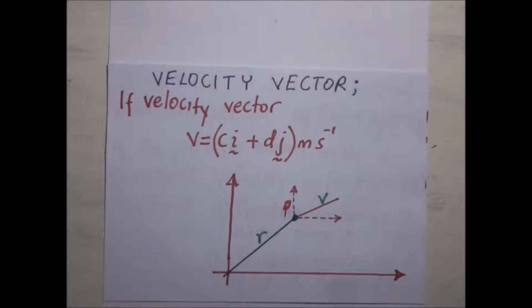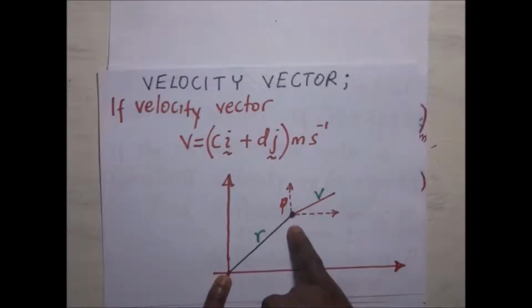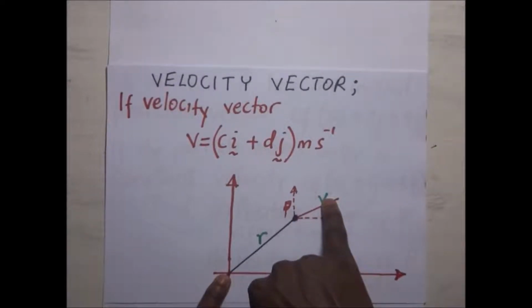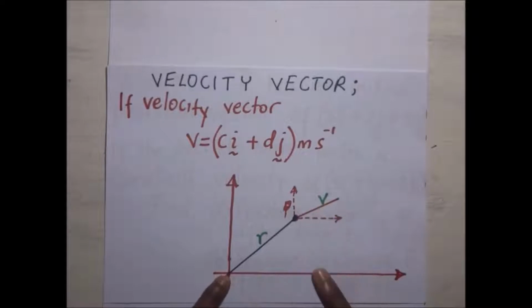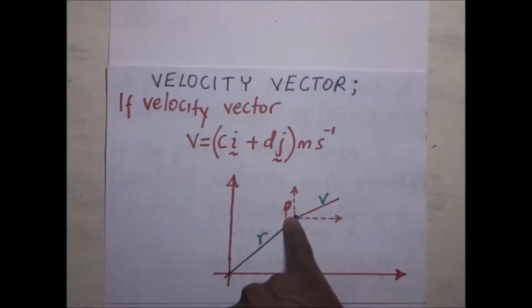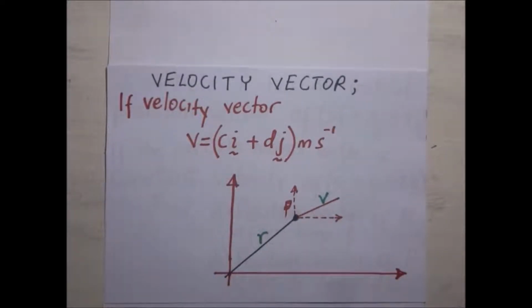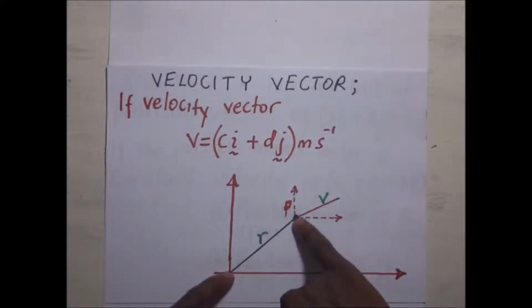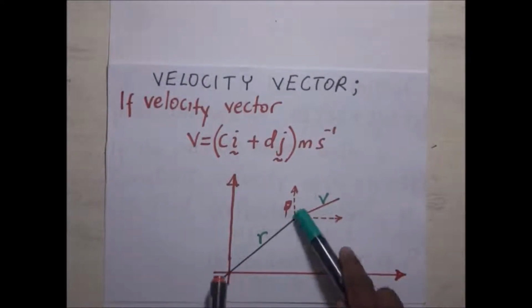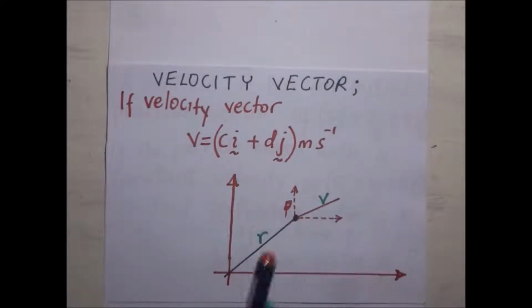Let's say originally it was at this point r. Now it starts moving at that velocity. So if we want to denote the position vector of this particle p after a certain time t, we are first going to take the position vector of p from the origin, then add on the distance it has traveled.